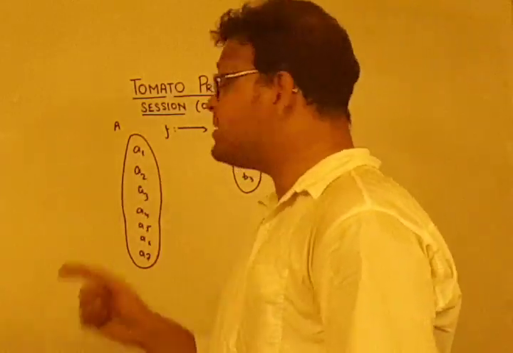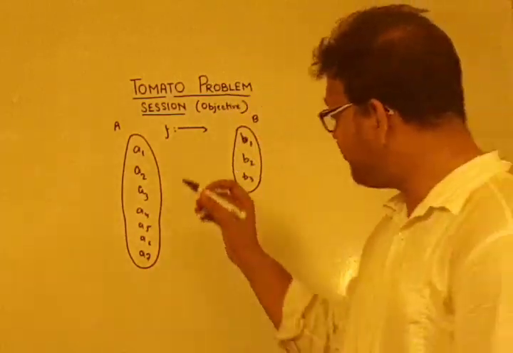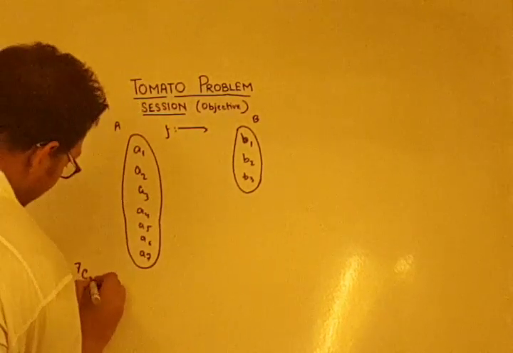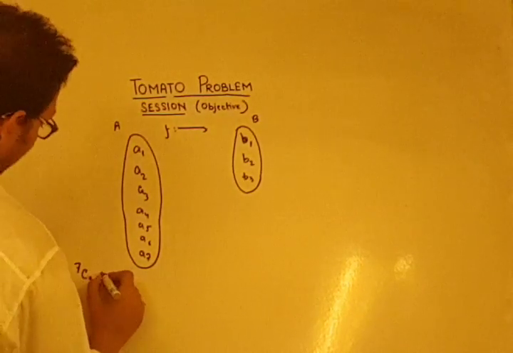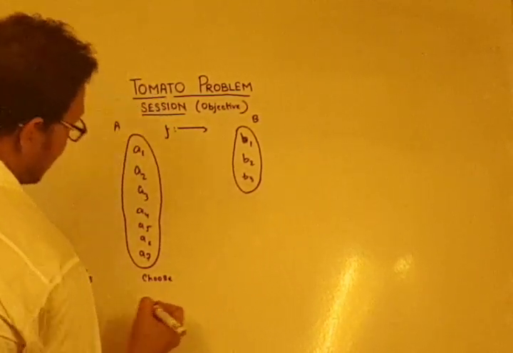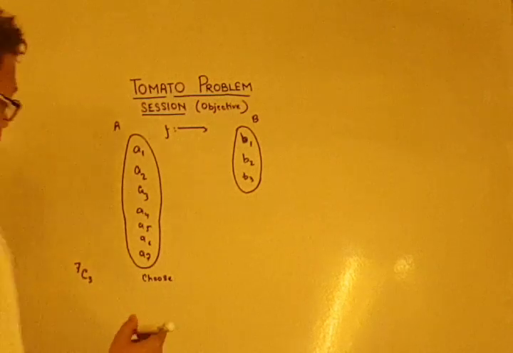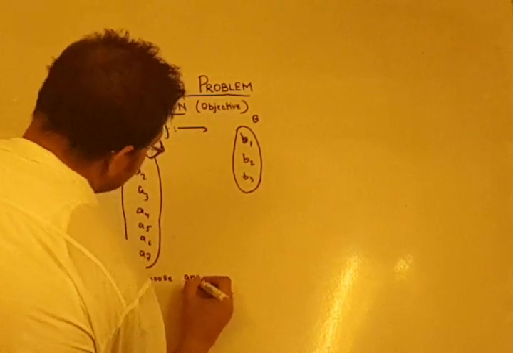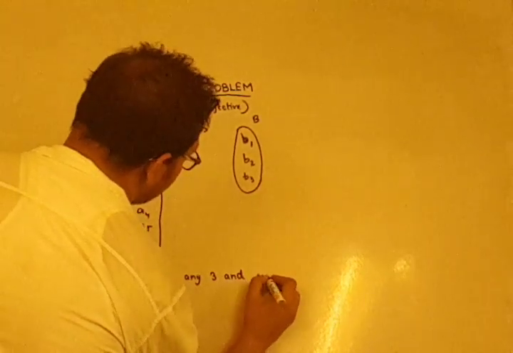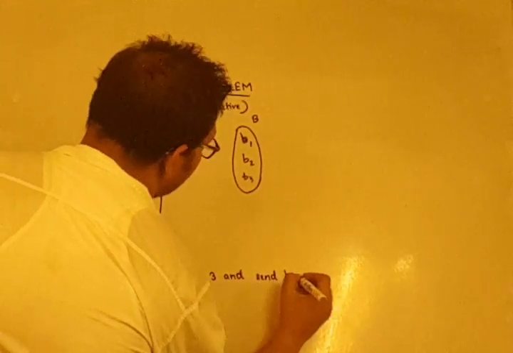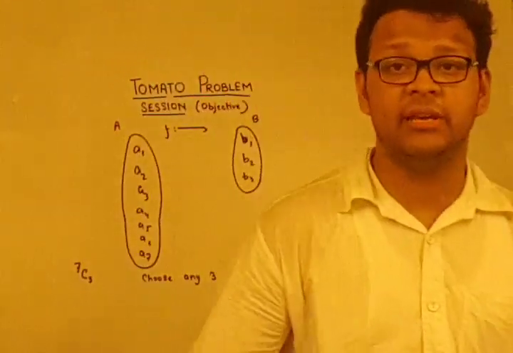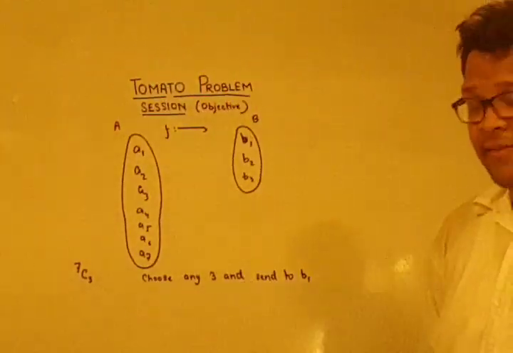And the 3 elements also is not a problem. So what can I do? From these 7 elements, I can choose any 3 to go to B1. I'm just mentioning the steps so that it becomes easier for you. Choose any 3 and send to B1. Since B1 has exactly 3 elements, I have chosen exactly 3 elements in 7C3 ways.